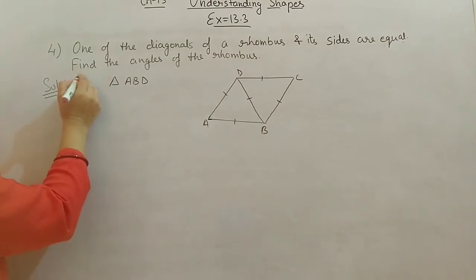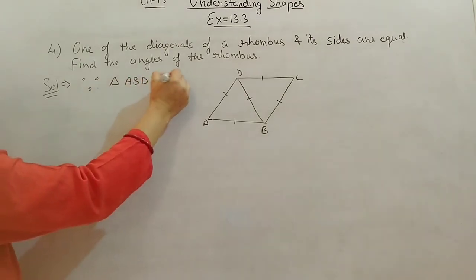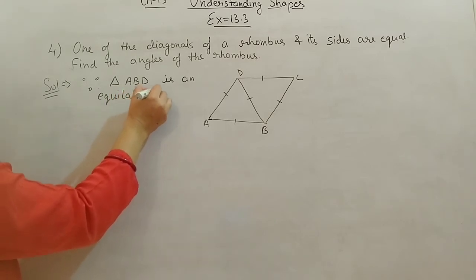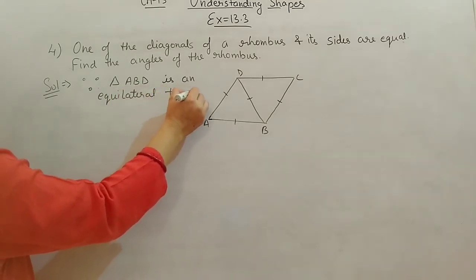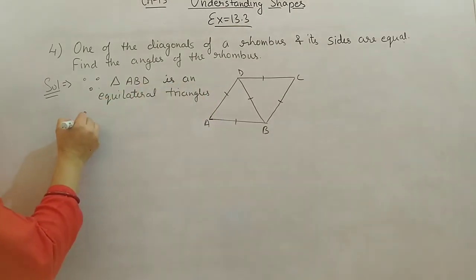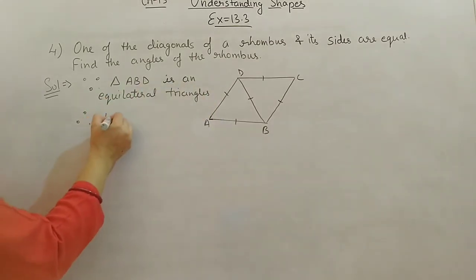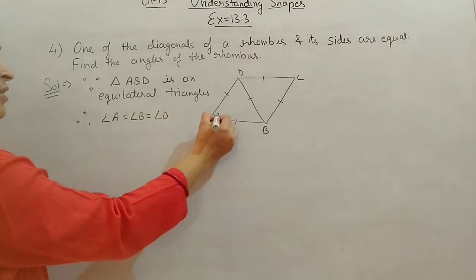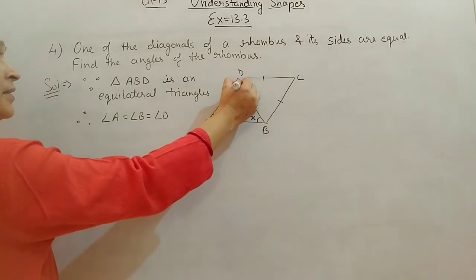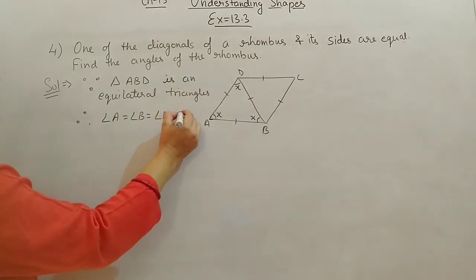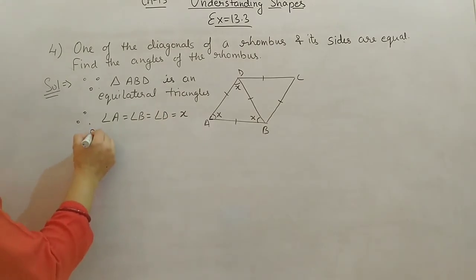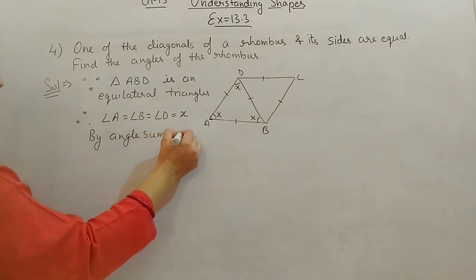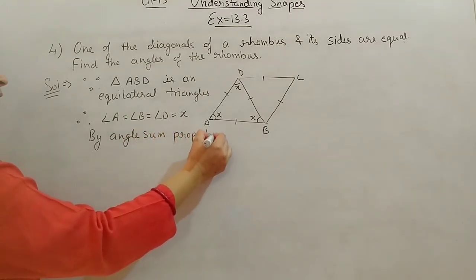You can write here, because triangle ABD is an equilateral triangle, because all the three sides are equal. Therefore, all the three angles will be equal. Angle A is equal to angle B equal to angle D. If you assume this is X, this is X and this is also X. So all the three angles are equal to X, and we know by angle sum property the sum of all interior angles of a triangle is 180 degree.